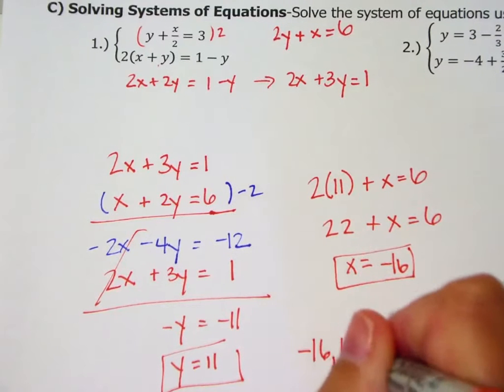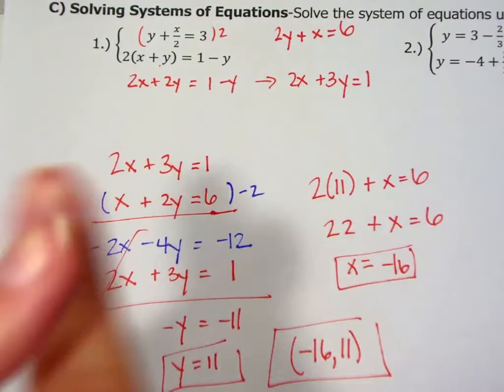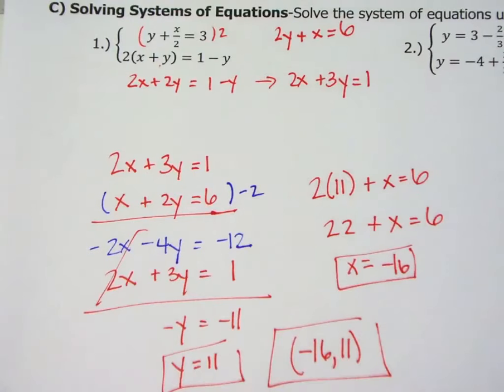We write the solution to a system as an ordered pair because really what this solution is giving us is the coordinates of the point where these two lines cross. All right, last example.